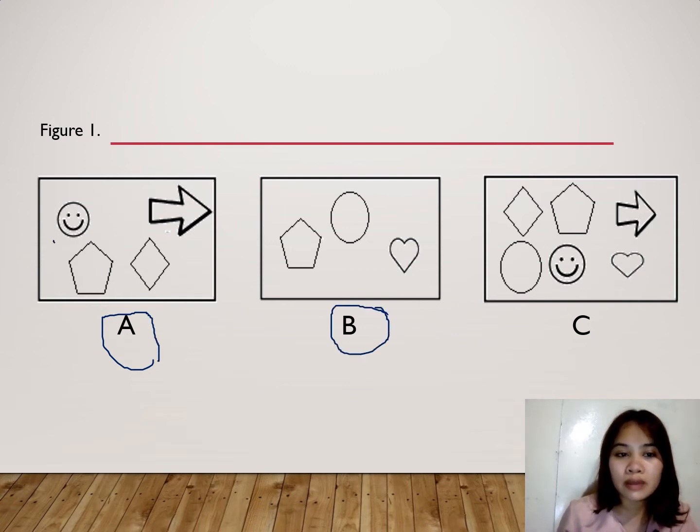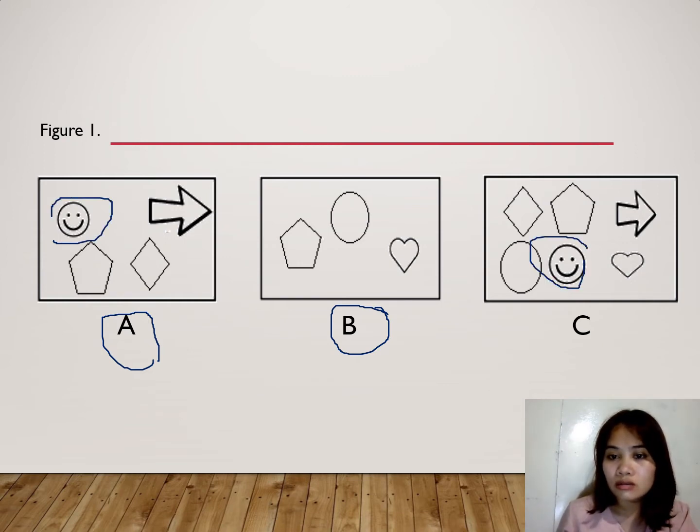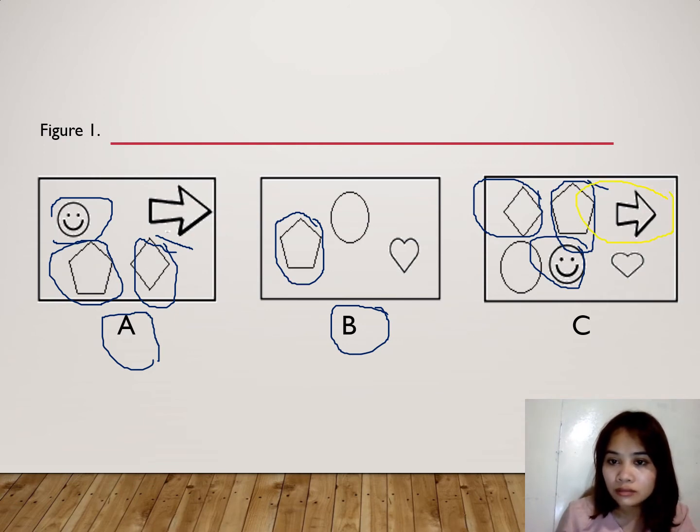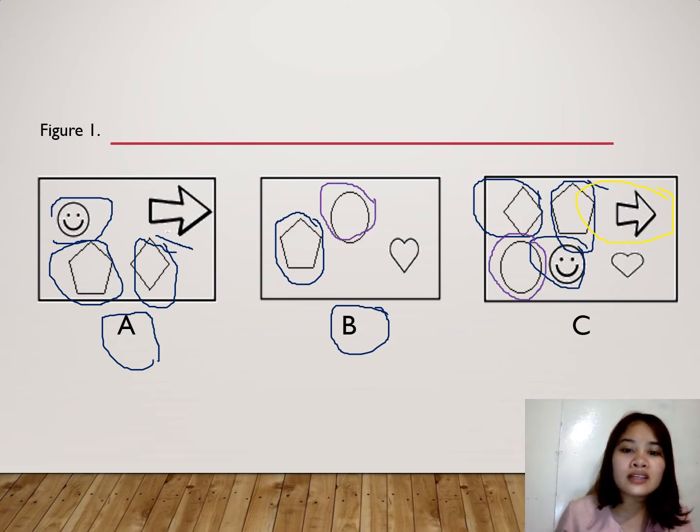So we have this smiley face, and then we have this figure. This figure is present in A and B, but we will just write it as 1. We don't repeat it. We also have this, and we also have this arrow. So this one. And then we also have this circle, and this heart.